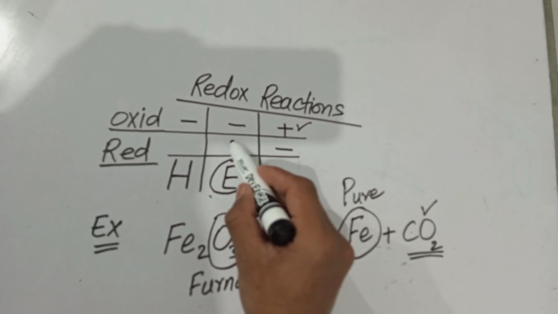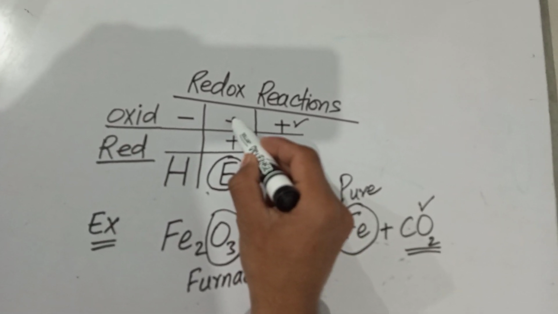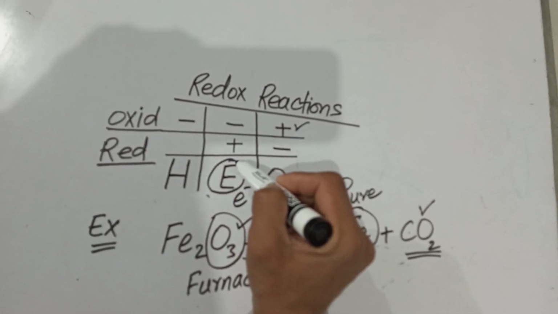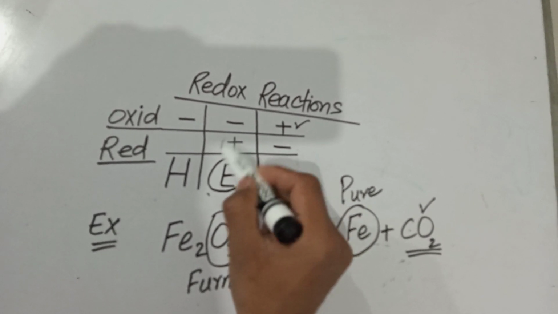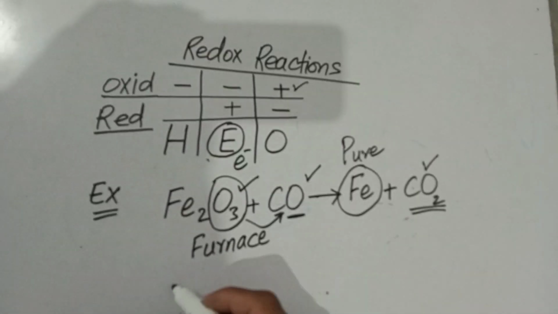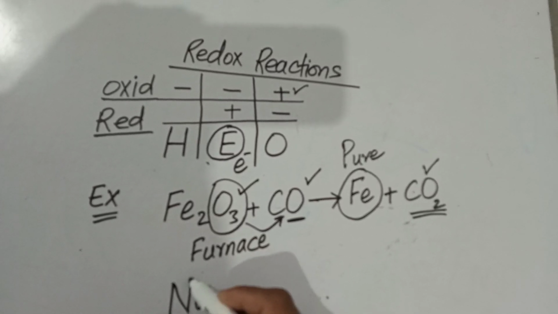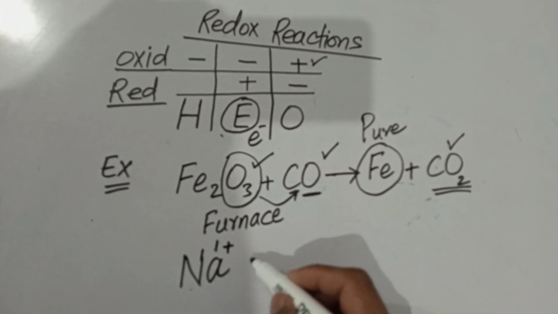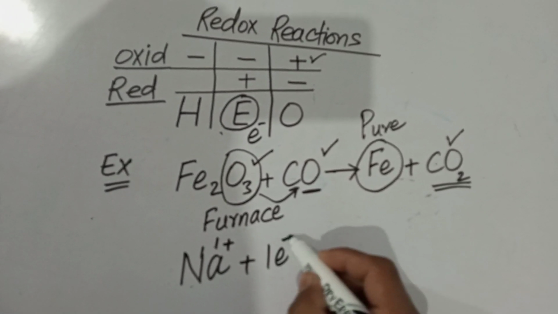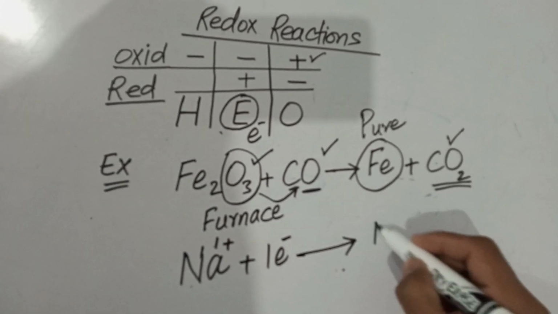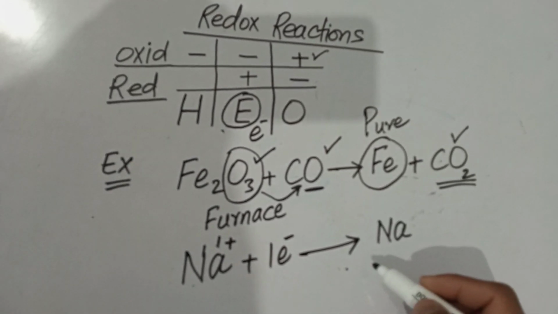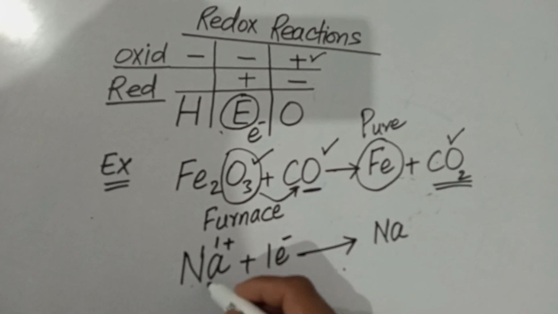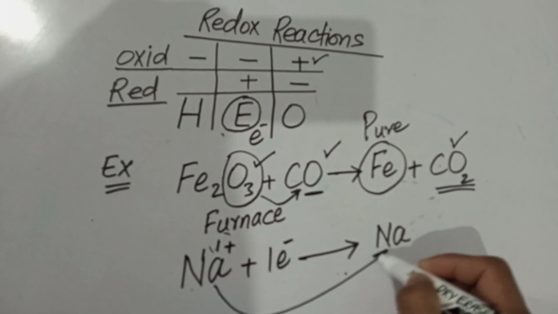Second one, if an electron is added, opposite to oxidation. Oxidation considers removing of electron, but reduction considers addition of electron. If an element or ion, let's say we have sodium ion, undergoes reduction, that means sodium will gain an electron. If sodium gains an electron, then sodium will be reduced. Sodium ion will reduce to sodium 0.